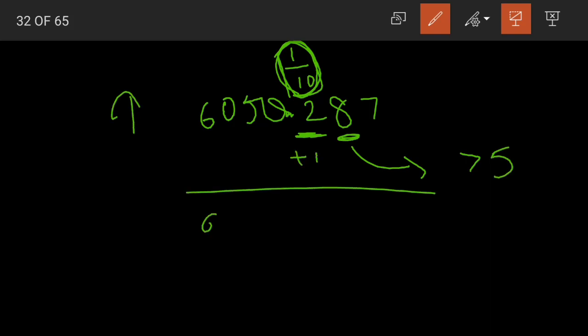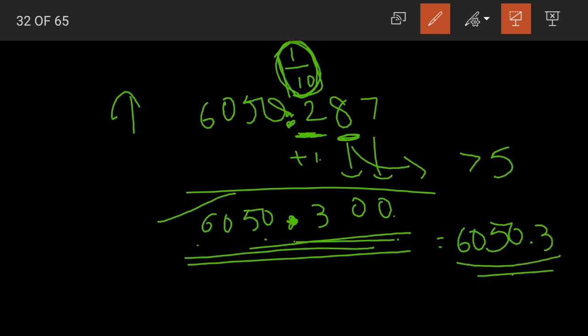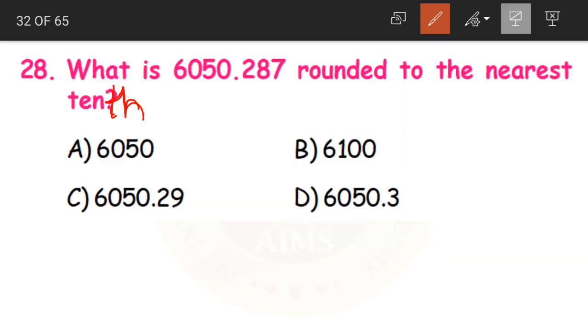Yes, adding 1 here. 6050 as it is. 2 plus 1 becomes 3. And then the remaining digits become zeros. Yes children, again don't forget to place the decimal point here as given in the question. What is our answer now? 6050.300 or nothing but 6050.3 is our number rounded off to the nearest tenths. Option D becomes our correct answer.